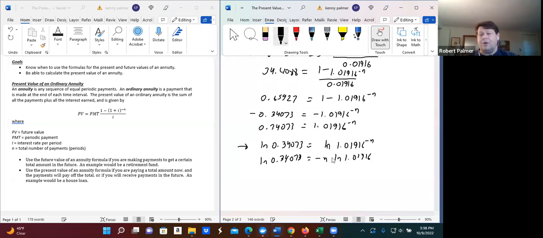Now, this is just a number, and this is just a number. The only thing that's unknown is our n. Let's divide both sides by this natural log term, and I'm also going to turn this around. So this is going to be negative n is equal to natural log of 0.34073 divided by the natural log of 1.01916. And also, so I don't have to write this step again, let's multiply both sides by negative, and we're going to have this. Okay. Now, once again, I'm going to use Desmos to help us figure this out.